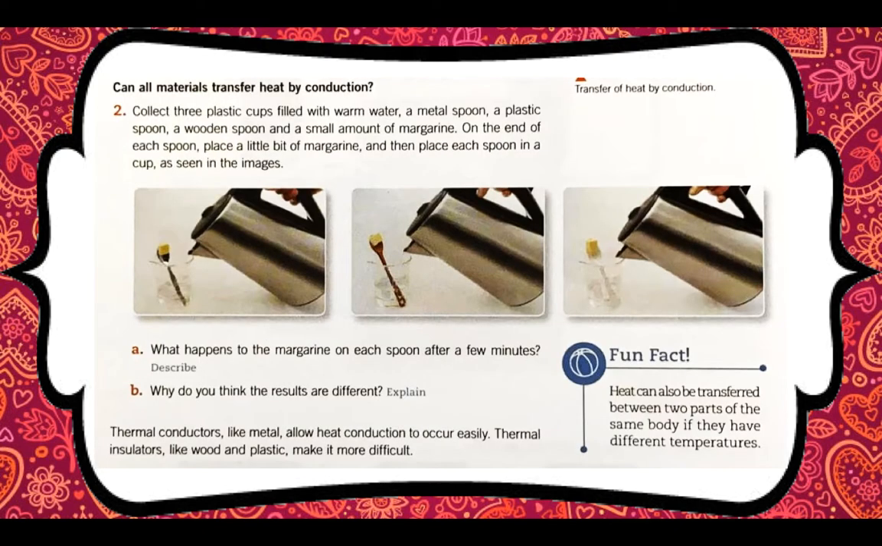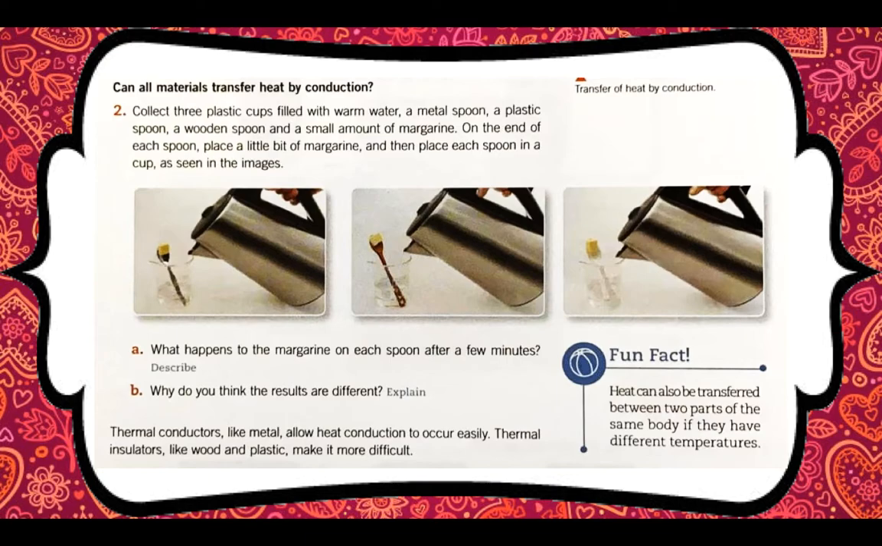Can all materials transfer heat by conduction? Collect 3 plastic cups filled with warm water, a metal spoon, a plastic spoon, a wooden spoon, and a small amount of margarine. On the end of each spoon, place a little bit of margarine, and then place each spoon in a cup as seen in the images.